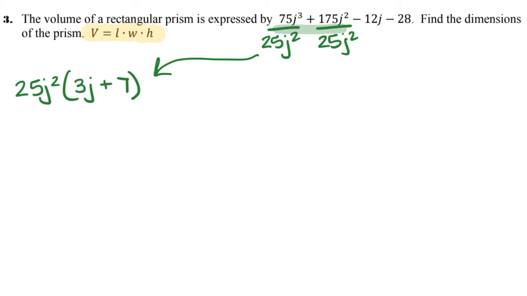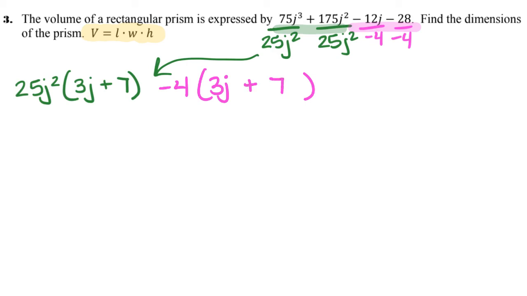So now I want to look at the second grouping, those last 2 terms, and think about what a negative 12j and a negative 28 have in common. So they both have a negative, and then I want to think about what number can divide into negative 12 and negative 28, and I'm coming up with a negative 4. So let me write that over here, and then we want to think about what's left over. If we divide a negative 4 out of negative 12j, we are going to get a positive 3j. And when I divide negative 4 out of negative 28, we're going to get a positive 7.